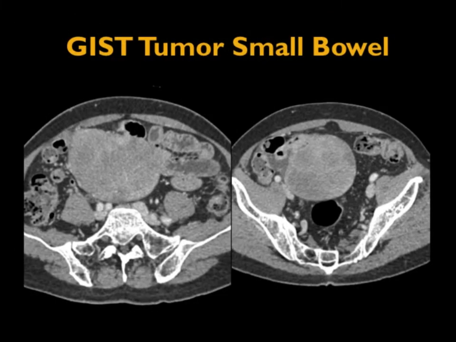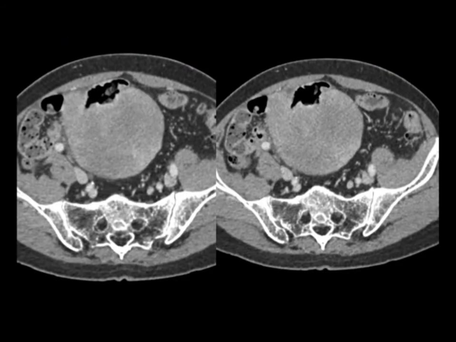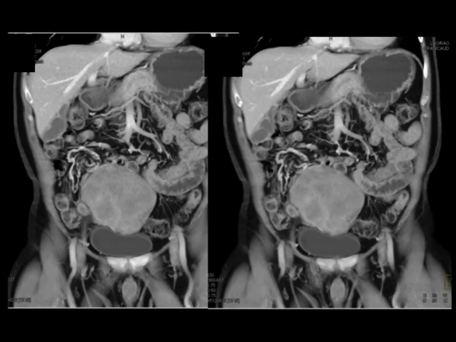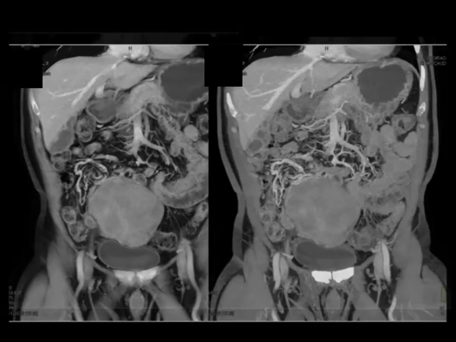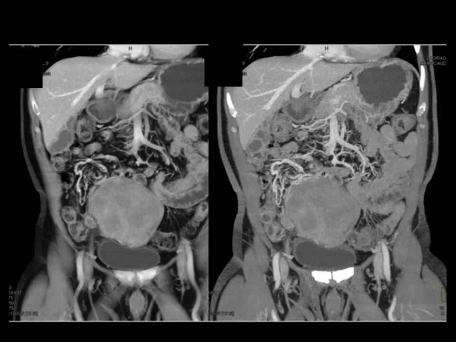And here's another example. Look at the size of that GIST tumor, and you can see the ulceration of the mass. And despite the large size, it's not obstructing. Now, I will admit you could have thought about a mesenteric mass. You could think about lymphoma. You could think about adenocarcinoma. It's a number of things you can think about. It's a solid mass, displacement and distortion.